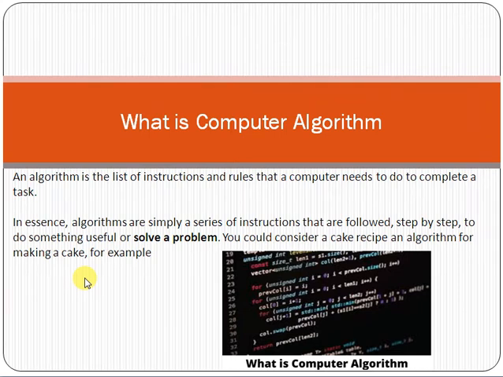Today we'll discuss the topic: what is a computer algorithm. Friends, today's topic is very interesting, and with respect to computer science, this is a very important topic.